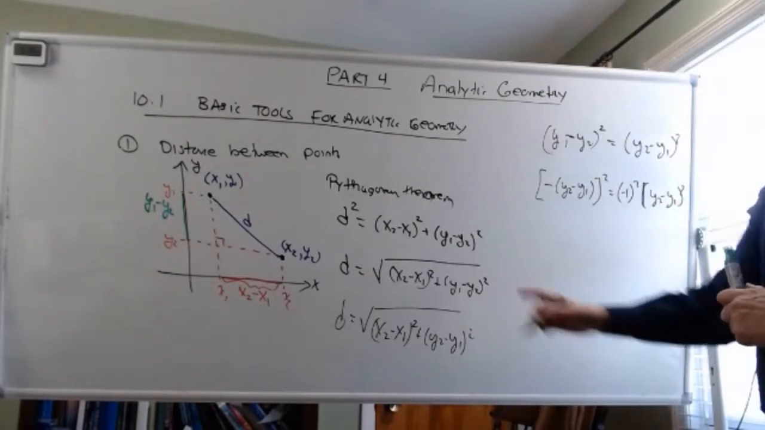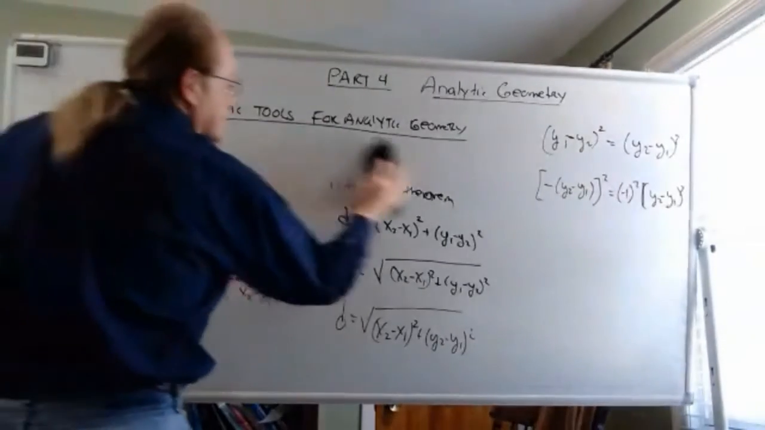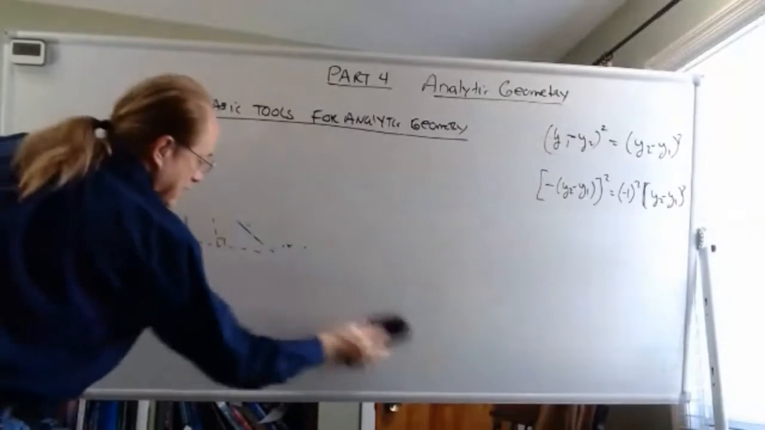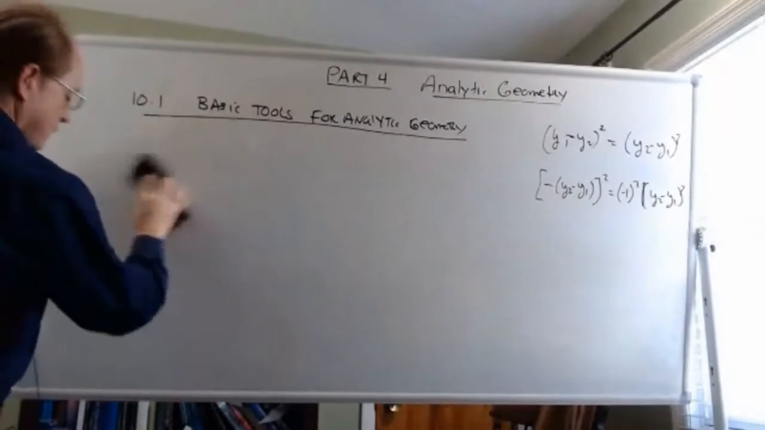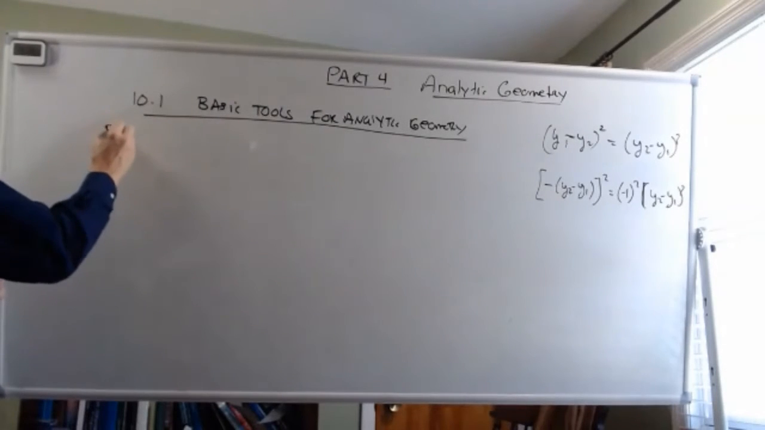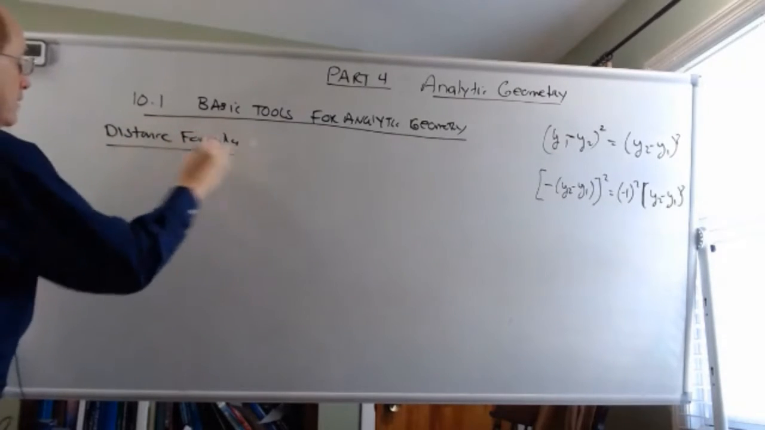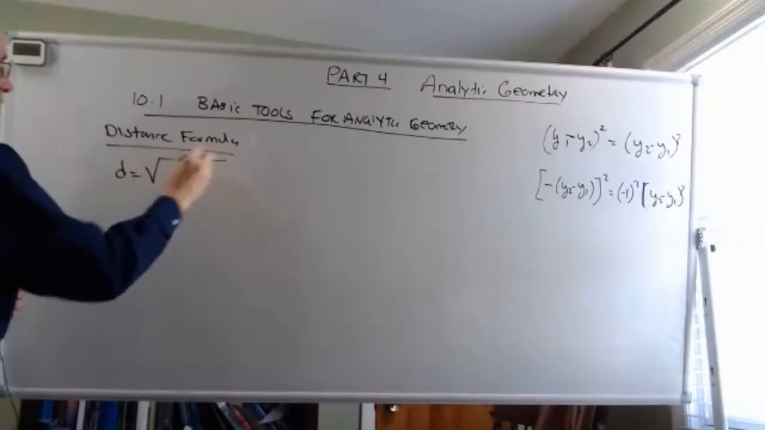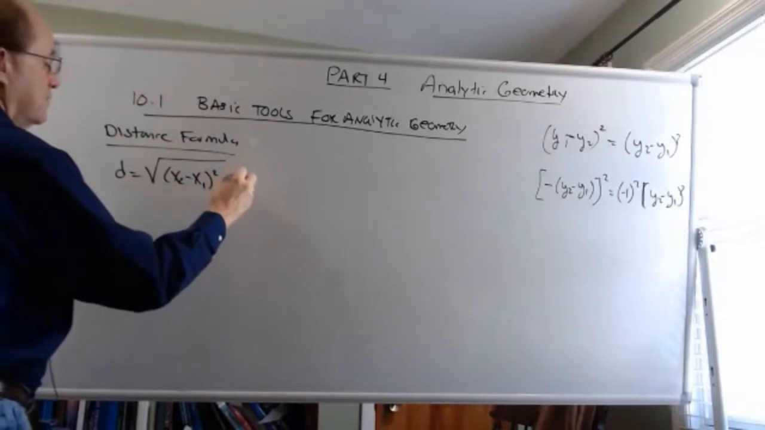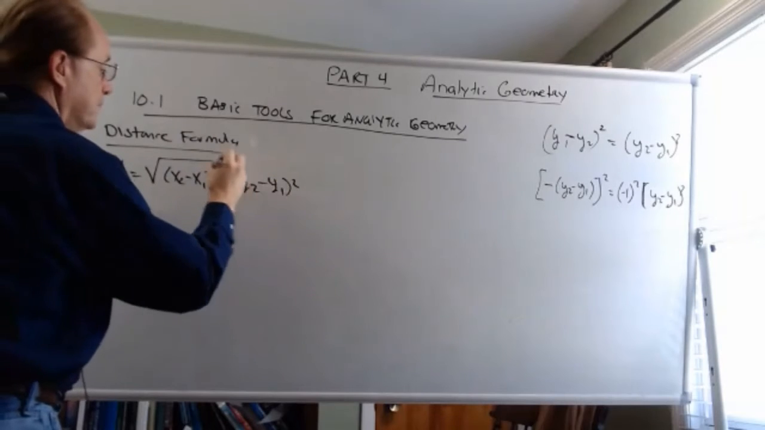And that's what we do. That is our distance formula. And we can find the distance between any 2 arbitrary points in the xy plane. Here's our distance formula. So d, again, I'm only taking the positive value. The change in the x squared plus the change in the y squared, square rooted.